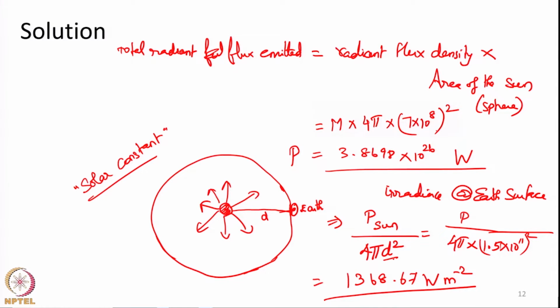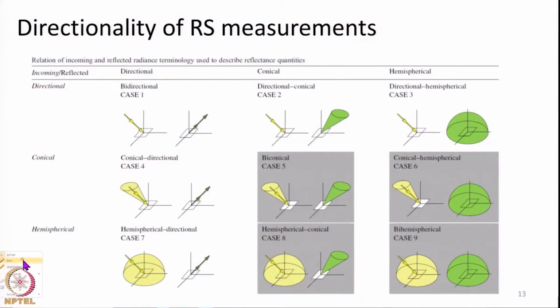So, the next important topic that we are going to see is the directionality of remote sensing measurements. Now, we would have come to some basic understanding of how the energy is coming in and how the energy is going out. How the energy coming in and going out depends on the direction in which we look is what we are going to see now. In this particular slide there are different cases that describe the directions in which energy will come in and the direction in which energy will go out.